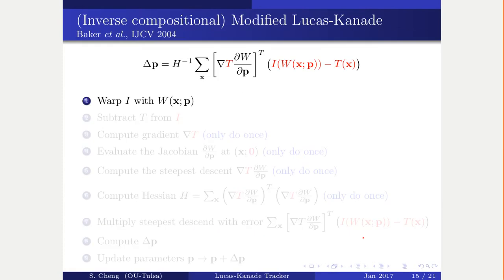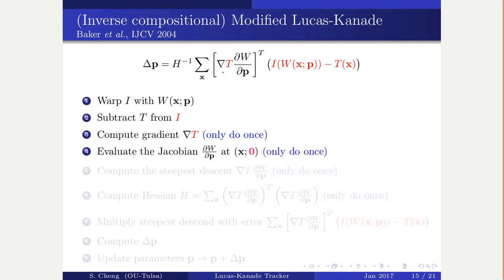I copy it back in here, and unlike last time, we can look at each step that is needed to compute this delta p. First we warp the image by parameter p, which can initially be arbitrary, and afterward we subtract T from I. Then I compute the gradient of T. This, by the way, we only need to compute once. Then we can compute the Jacobian, partial W partial p, at the point p equal to 0. So therefore we only need to compute it once also.